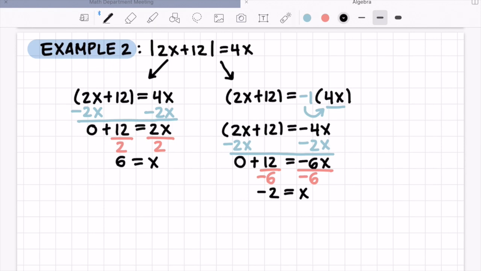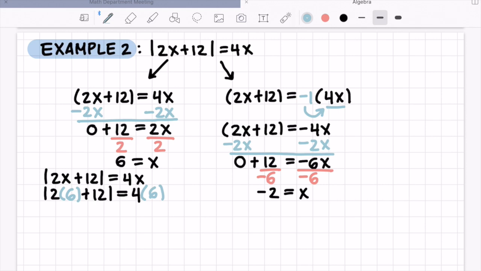So over here I'm going to have our equation, which is absolute value of 2x plus 12 equals positive 4x. And I want to substitute my x for the 6. So I'm going to get the absolute value, and then I'm going to put parentheses in place and add my number in there. Then drop down the 12, absolute value, and then in the 4x, I'm going to substitute the x for the parentheses 6.